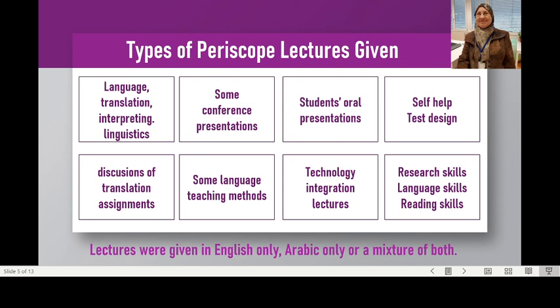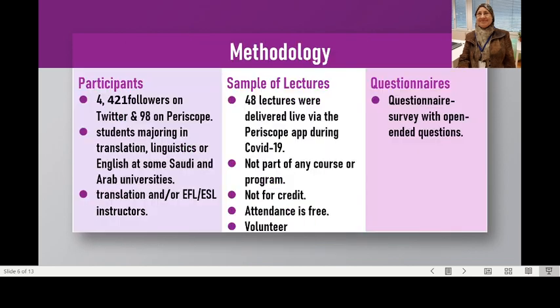Now, some lectures were delivered in English only, and some were delivered in Arabic only, or a mixture of both. It means that while I was presenting in Arabic, I would be using some technical terms in English, or the PowerPoint presentation would be in English, but the explanation and the lecture would be in Arabic.